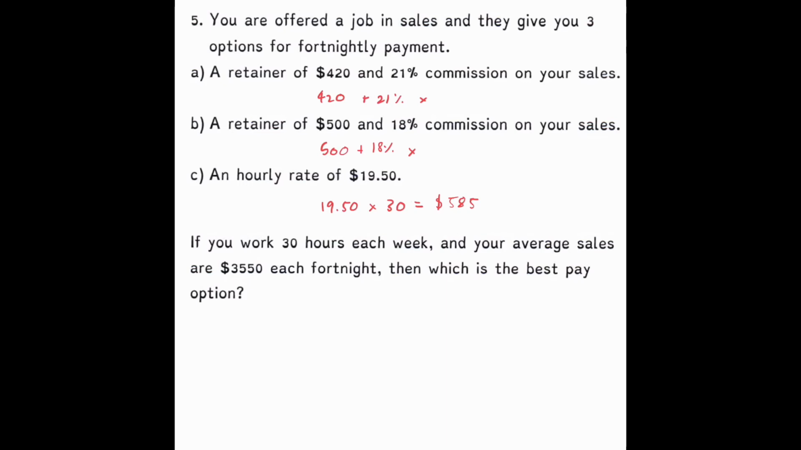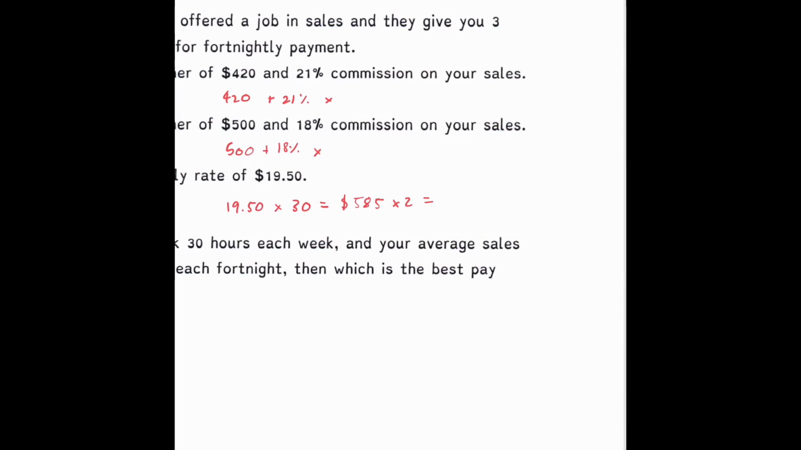Actually, sorry, I should be careful there. I've misled you. Read this again, and it's 30 hours in a week. So if we're doing a fortnight, I either need to go times 60, because there would be 2 lots of that in a fortnight, or I could leave it as 30 and just double my answer at the end to get what it is in a fortnight, which should be 170.